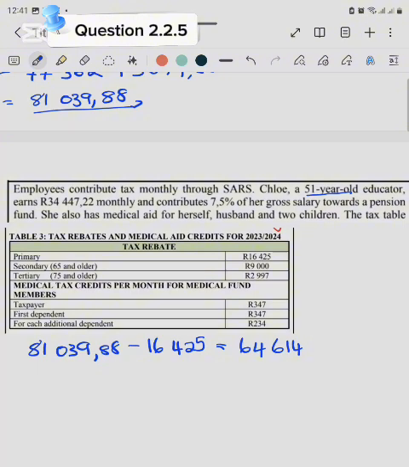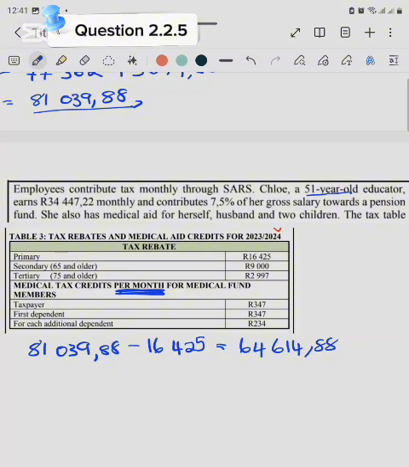And when you do that, you get to 64,614 and 88 cents. Now, if she didn't have medical aid, this would be the point where you would say, okay, well, now I know her annual tax. But because she has medical aid, that also needs to come off. Now, it's up to you whether you first divide this by 12 to go monthly, because remember, our medical aid credits are given to us per month, or you multiply the medical aid credits by 12 first.